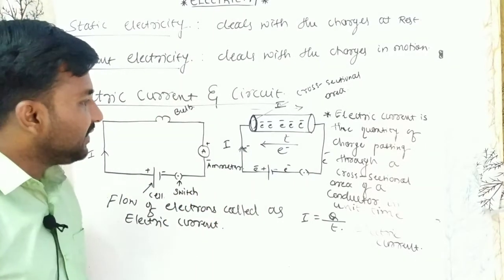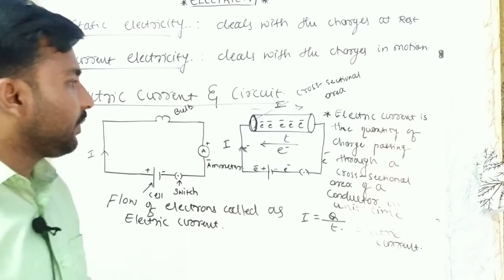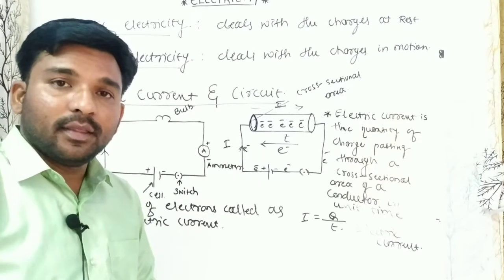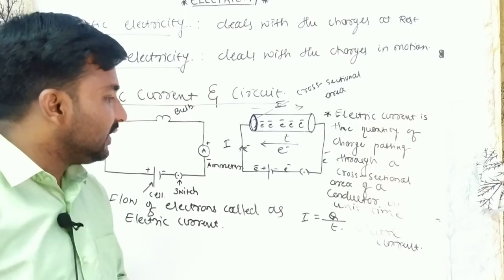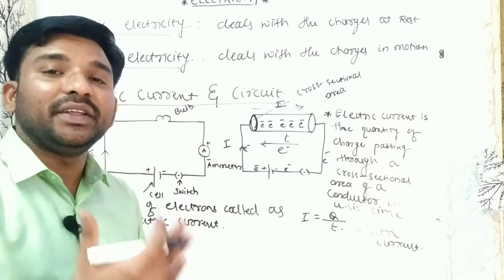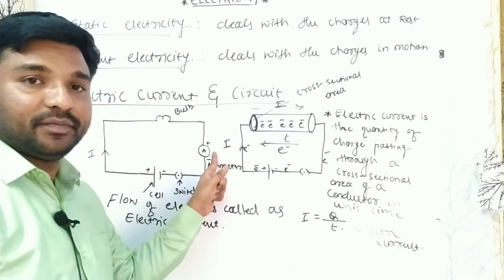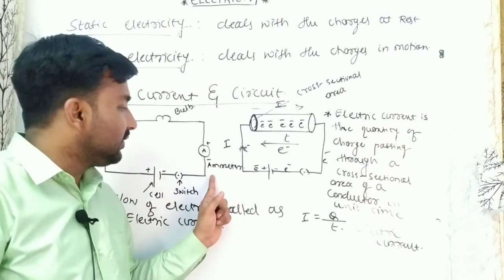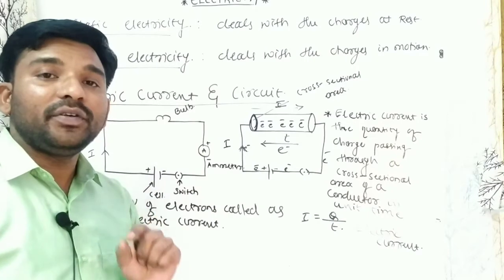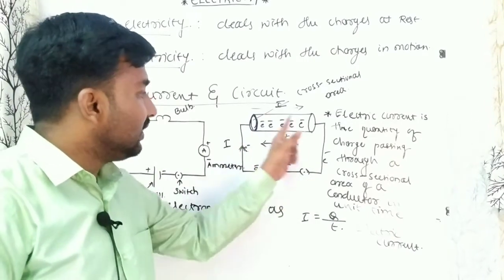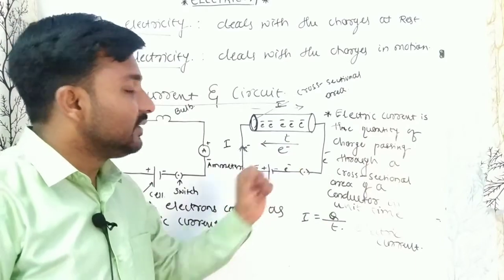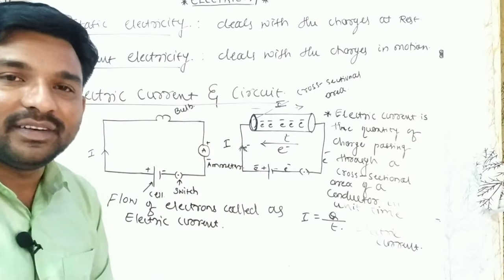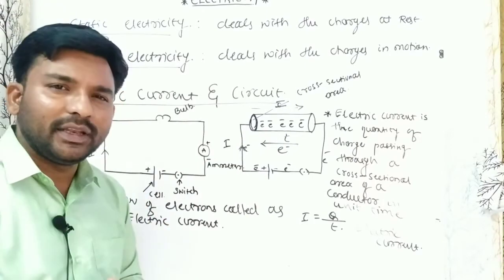Now, as charge is a quantity, we can measure the electric current. In order to measure the electric current, we have a device called an ammeter. An ammeter is the device from which we can measure the amount of current in a circuit. Here I have used the word circuit. So what is the meaning of that? One simple thing we need to understand here.